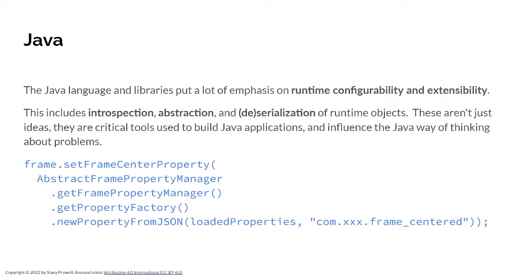The code below is some code that I stole out of an open source application in Java. But you can see what's happening. Frame, set frame center property, abstract frame property manager, get frame property manager. We actually have to go get the frame property manager, and then from that we can get the property factory, and then we can make a new property using a JSON property, and we do that from the loaded properties that we've assumed loaded somewhere else, and we look for frame centered. I've X'd out the name of the organization from which this comes, and that then sets the whole frame to be centered. Okay, fine. I mean, that's a way of doing it.